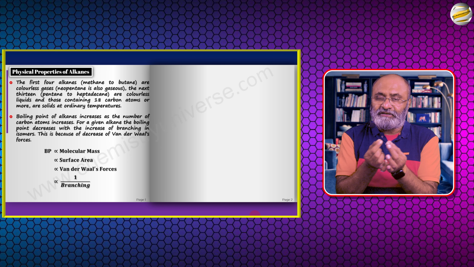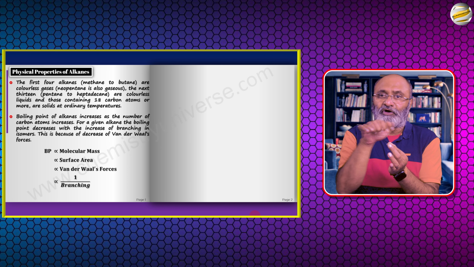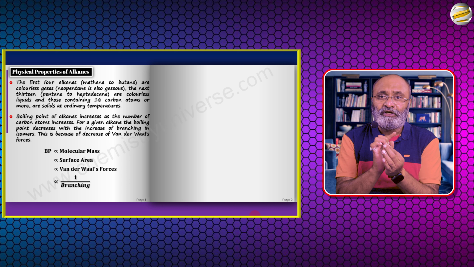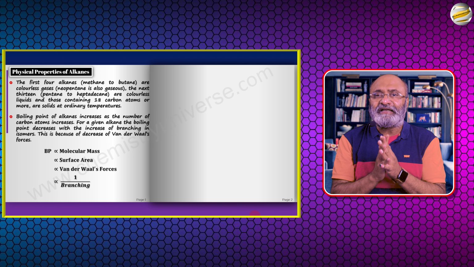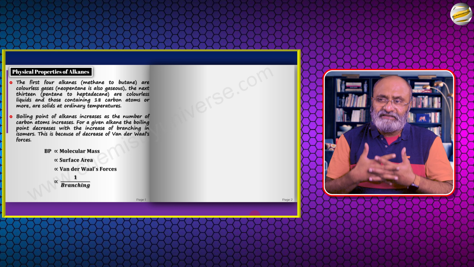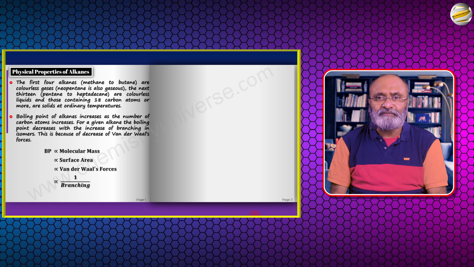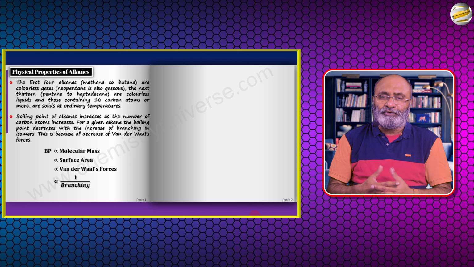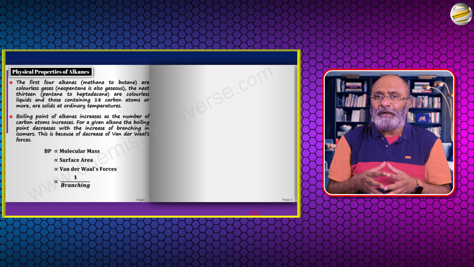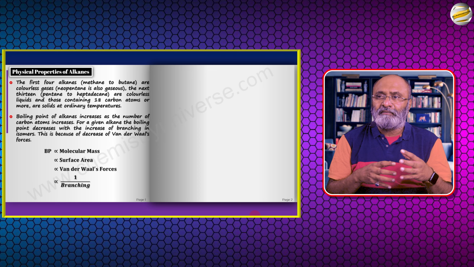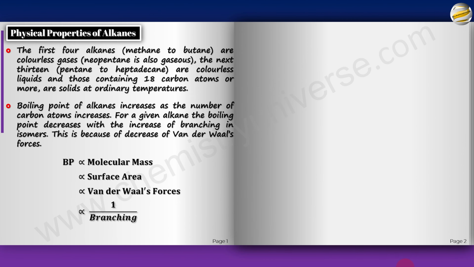But if I fold this into a cylinder, you'll find that the inner surface area is gone now. It's not exposed. Only the external surface area is exposed. So the surface area of a molecule decreases on branching. And as the surface area decreases, so does the boiling point. And I'll just show you how the boiling point varies with branching. So here we have a graph between boiling point and number of carbon atoms.